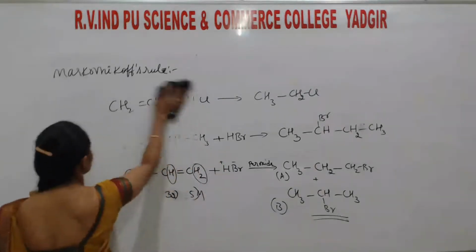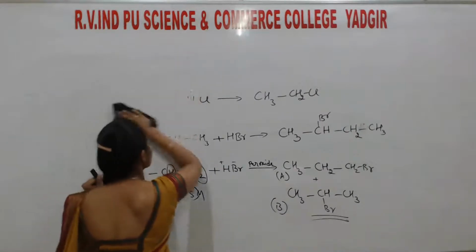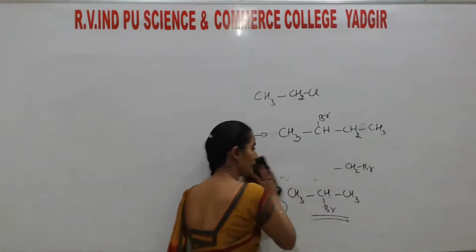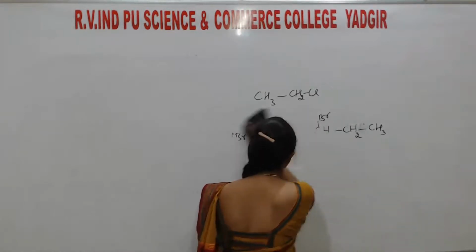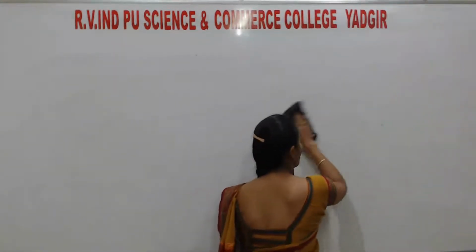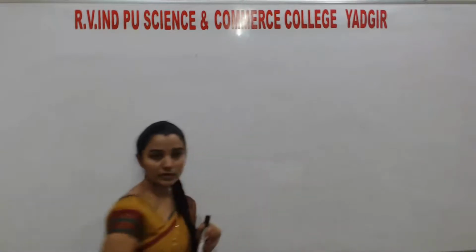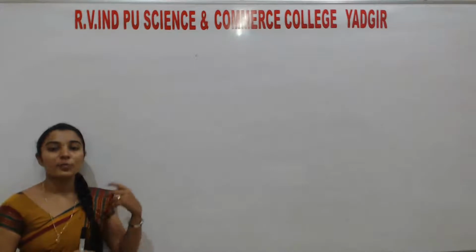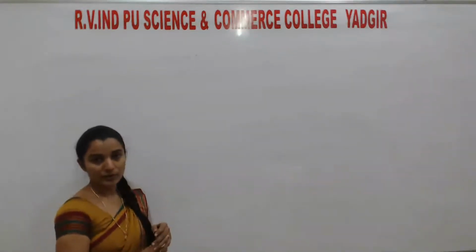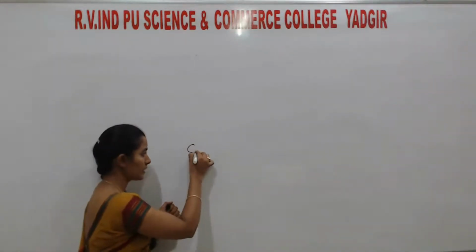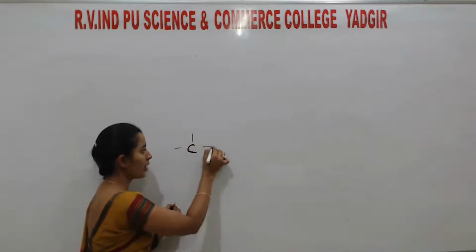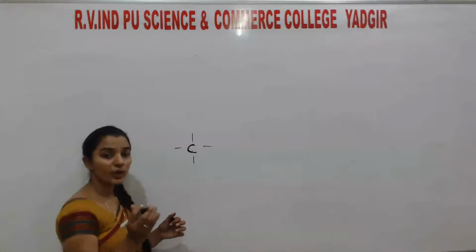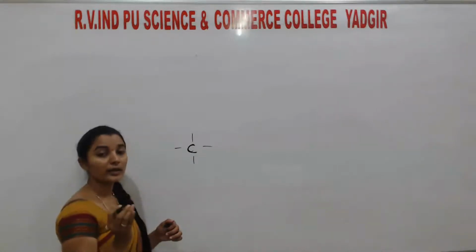Understood? So I'll explain that: isomerism in haloalkanes and haloarenes. Chirality I'll explain. So remember students, what does chirality mean? If the carbon atom is bonded to 4 different atoms, then it is said to be a chiral atom or a chiral center.